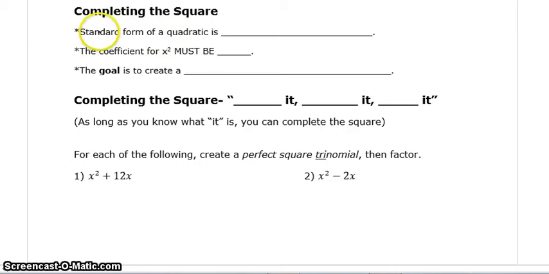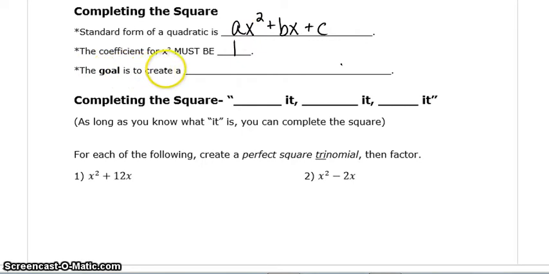When we think of a quadratic, the standard form of a quadratic is ax squared plus bx plus c. It's called a trinomial. There are three terms. One of the terms has an x squared, one of the terms has an x to the first power, and then the third term is just a constant, it's a number. In order to complete the square, the coefficient for x squared must be 1. So what that means is that the number in front of the x squared must be 1. Our a must be 1.